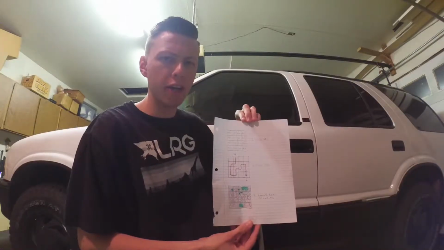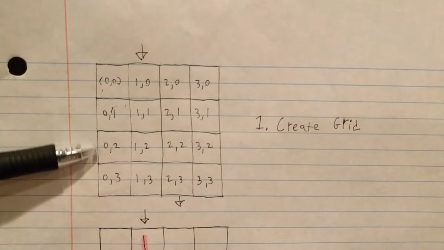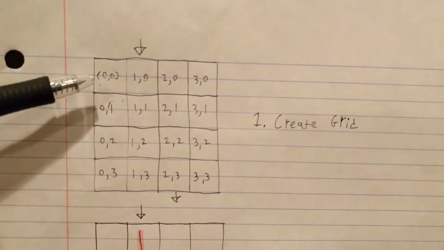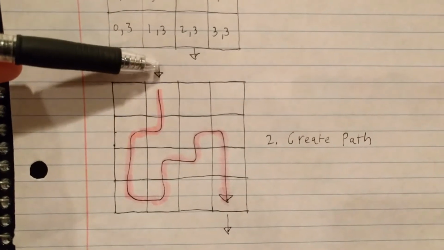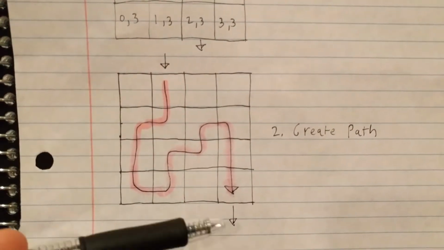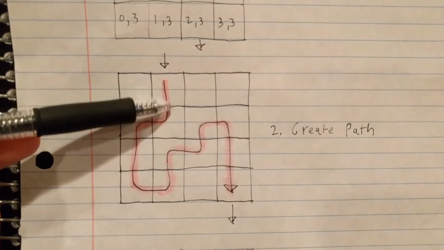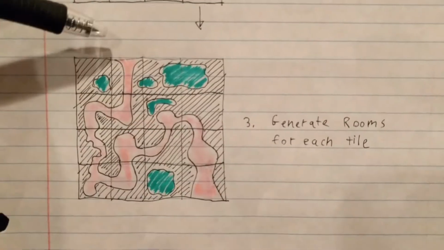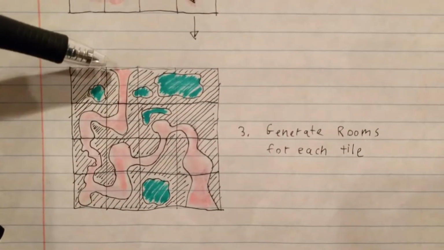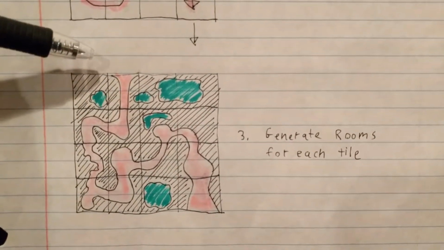So there are three major steps to my procedural generation algorithm. The first step is to create a grid. It's just a simple two-dimensional array. The next step is to randomly select a starting point from the top row and an ending point from the bottom row. And then the computer creates a main path from the starting point to the ending point. And then the final step is to actually make this path a little more interesting by turning each section of the path into different rooms.